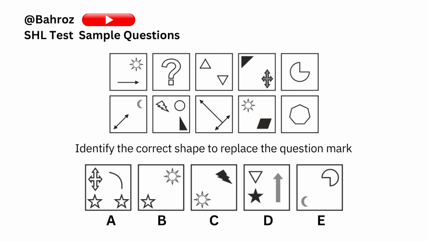So in the first column we have a sun and arrow in the first image, and then a moon and 2-sided arrow in the bottom. For the third column we have 2 triangles in the top one and 2 arrow shapes in the bottom one. Then for the fourth column we have 2 shapes at the top and 2 shapes at the bottom, and for the last image we have 1 shape at the top and 1 shape at the bottom. So the question mark needs to have 3 shapes since we have 3 shapes in the bottom image. The only option with 3 shapes is D.